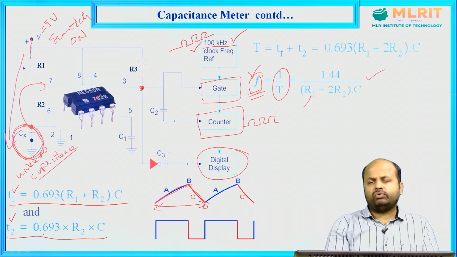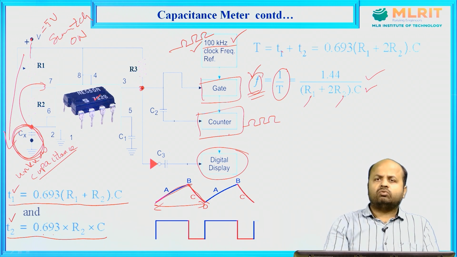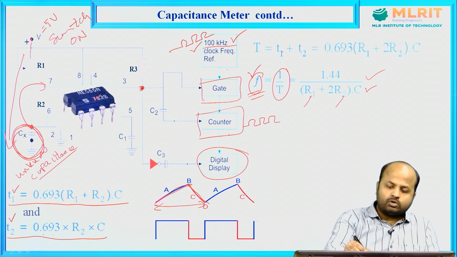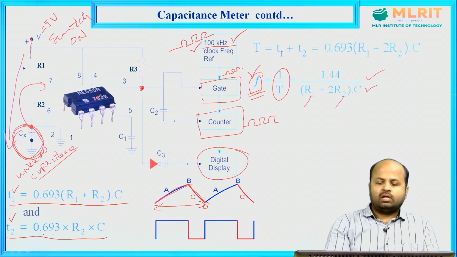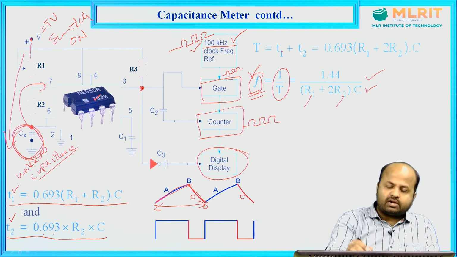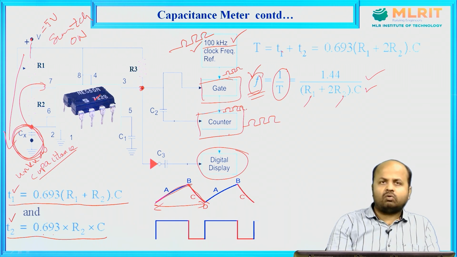R1 value we know, R2 value we know. So we can easily find the capacitor value. This is the process of doing the thing. Suppose 100 kilohertz is coming here. The gate will allow this 100 kilohertz signal to pass through to the counter.